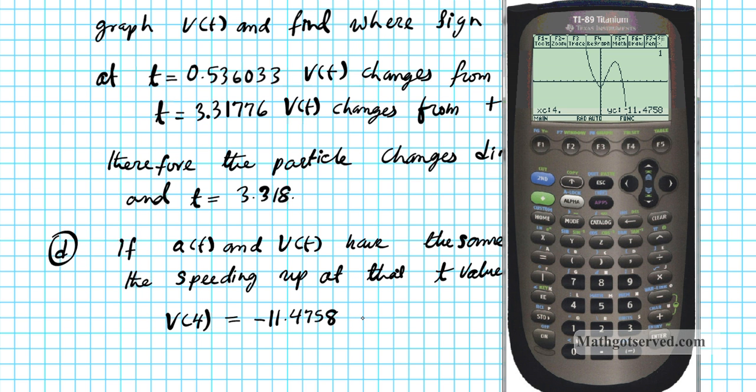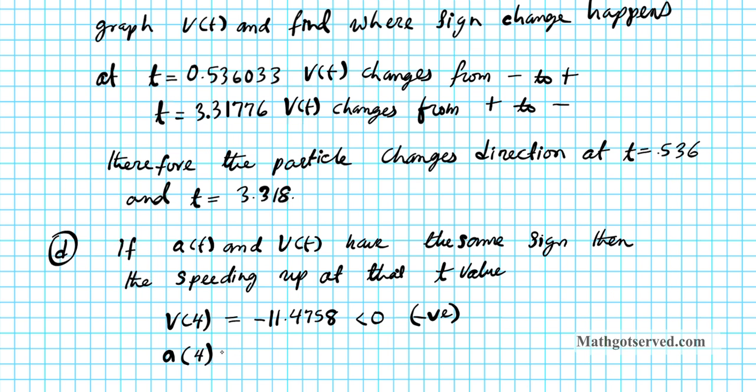So this is less than 0, or negative. Okay, now if the acceleration is positive, that means the particle is slowing down, going in the reverse or downward direction. And if it's negative, the same sign as this, that means it's speeding up. Okay, so next thing we need to find now is the acceleration at t equals 4. So what's the relationship between acceleration and velocity? If you differentiate velocity, you get acceleration. Okay, so a of 4 is simply v prime of 4.